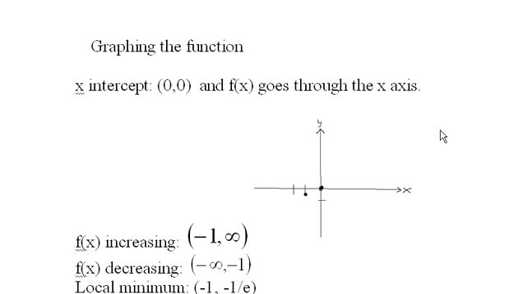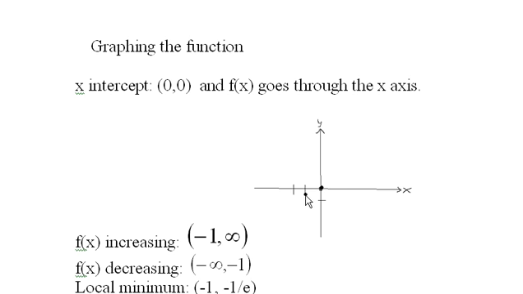Okay, in this video, part 2, we're going to actually graph the function we worked on in part 1. And we have an x-intercept and a y-intercept at (0, 0), and we determined that f goes through the x-axis. So here we have our x-intercept, and we also have a local minimum at (-1, -1/e), which is close to -1/3. So we have a local minimum here.